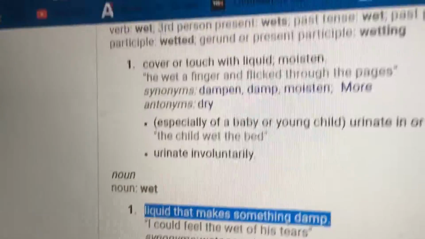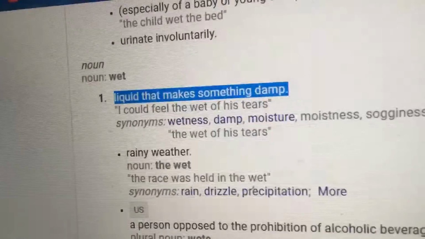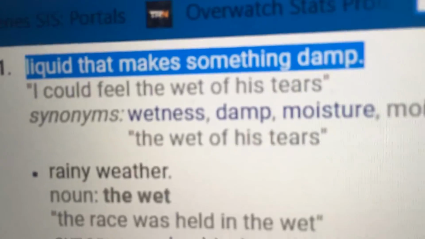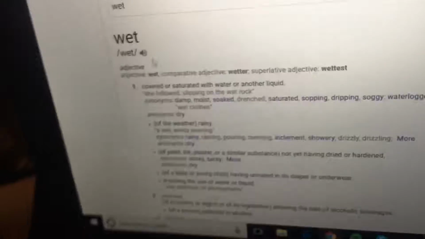Alright, you see here. Water. This is for the definition of wet I searched up in Google. Liquid that makes something damp. And last time I checked, water makes stuff damp. So, boom. You may be thinking, wait, Seiju, is that just the stupid Google Dictionary?